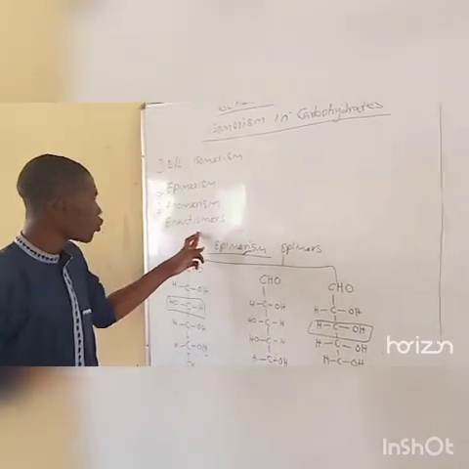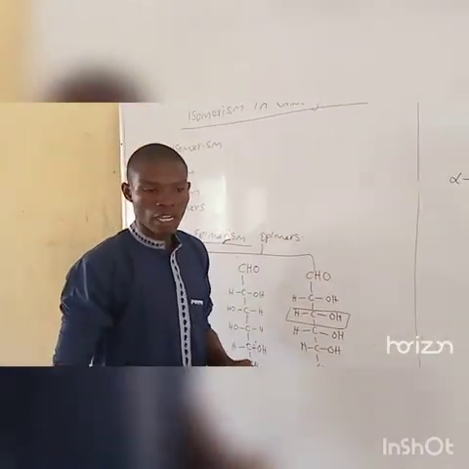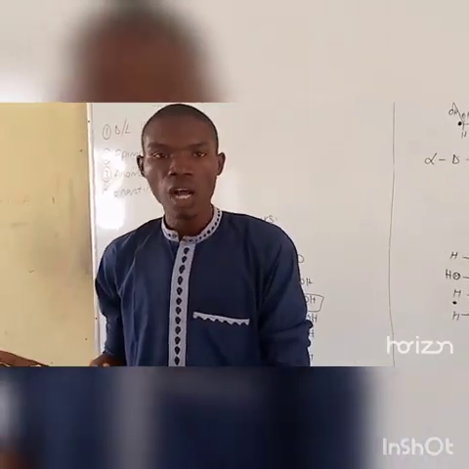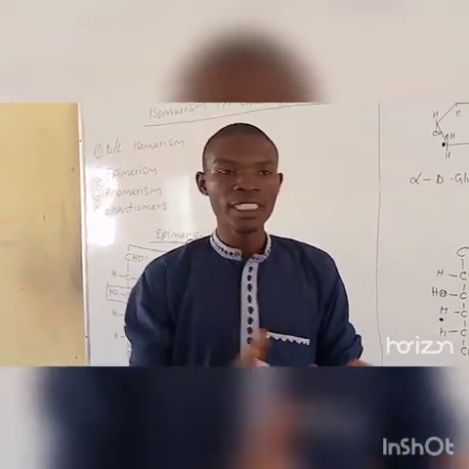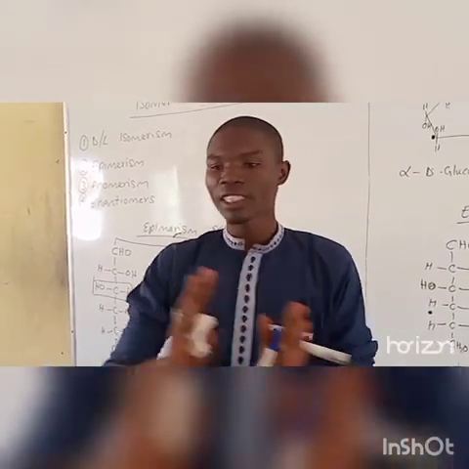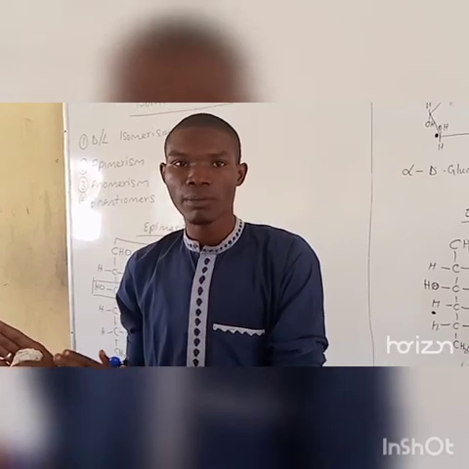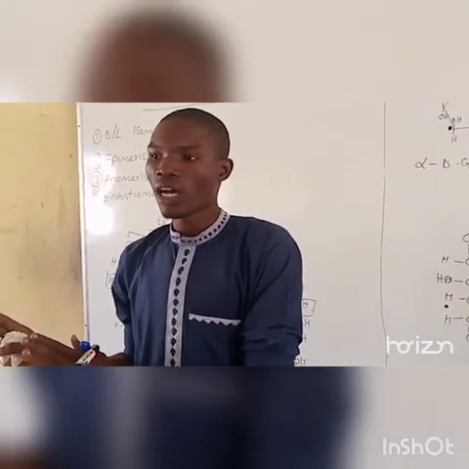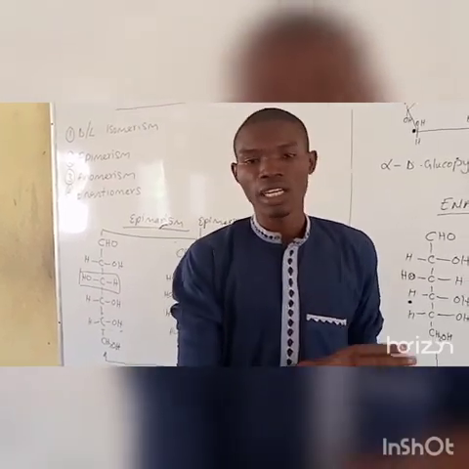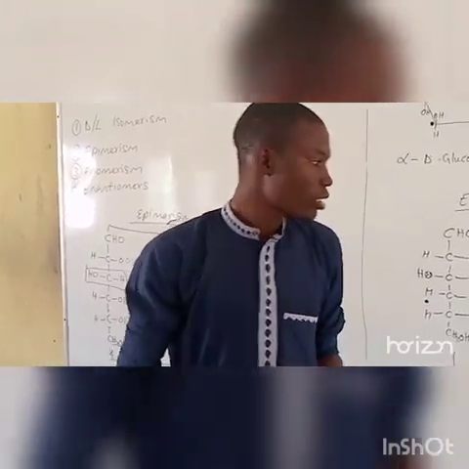While the enantiomers are compounds that are mirror images of one another. That is, all the OH groups on the right-hand side are taken to the left-hand side in the second compound, and the H on the right-hand side are taken to the left-hand side in the second compound. So we will stop here today.